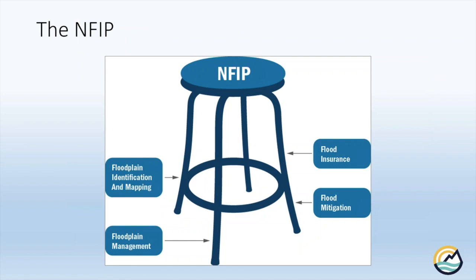So really what we're talking about today, guys, are the floodplain maps and how they relate to our floodplain management programs. One of the legs of the stool, there are four main pillars that go into the NFIP, which is the National Flood Insurance Program. One of them is flood identification and mapping. We need to know where our high, moderate, and low risk areas are.